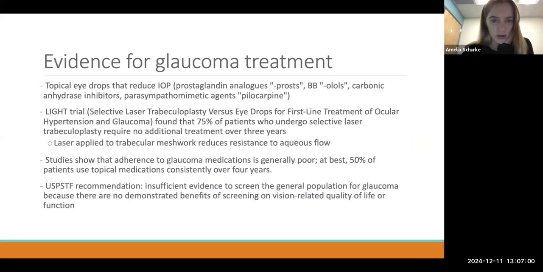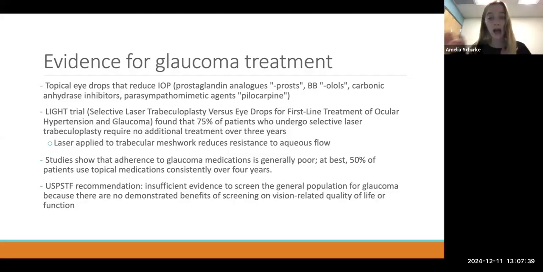So, evidence for glaucoma treatment. Oftentimes patients will be on eye drops. There's lots of different types: prostaglandin analogs that end in -prost, beta blockers like timolol, carbonic anhydrase inhibitors, parasympathomimetic agents like pilocarpine. All of them work to decrease intraocular pressure either by reducing the production of aqueous humor or dilating the outflow tract where aqueous humor leaves.